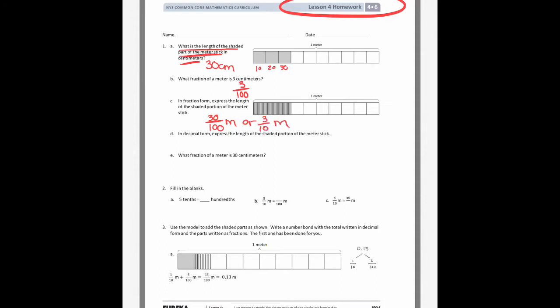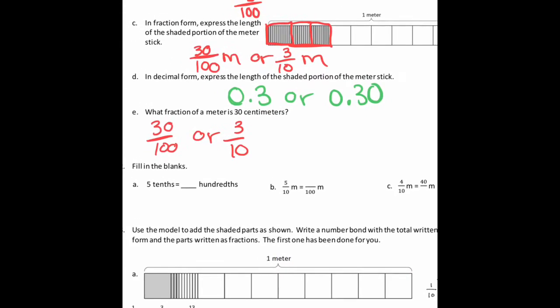Part D says in decimal form express the length of the shaded portion, so it's either 3/10 or 30/100, but luckily we write that the same way. The way I'm going to write it, 3/10 would be 0.3 meters, once my pen lets me write. Here we go, 0.3 meters. Or 0.30, which would be 30/100, but those are the same thing, because the place after the tenths place after the decimal is the hundredths place. And it says what fraction of a meter is 30 centimeters, which is either 30 out of 100 or 3/10, as you can see is shaded up there on part C.